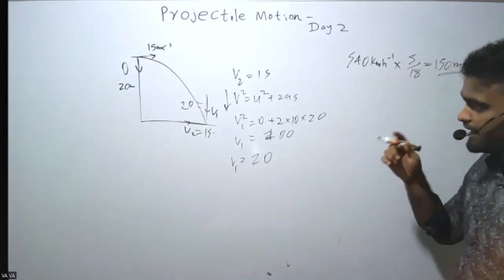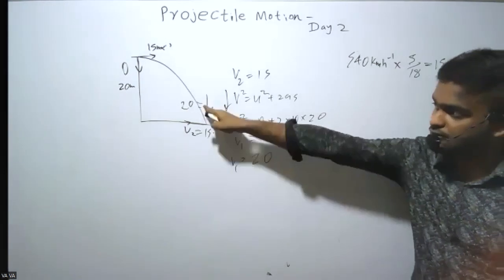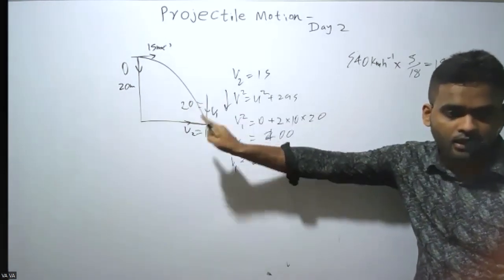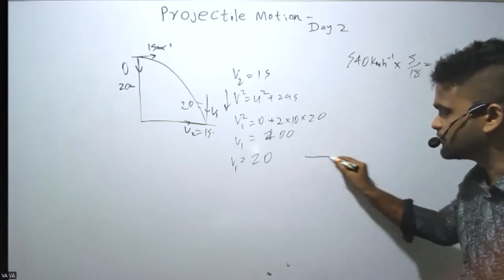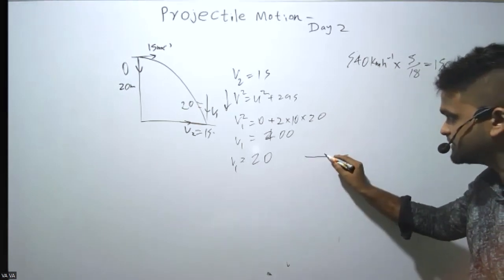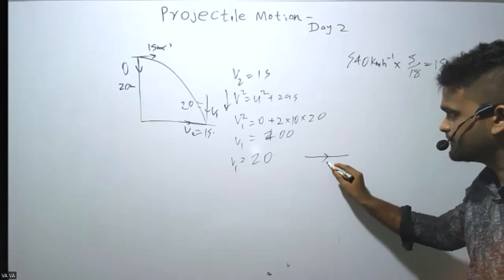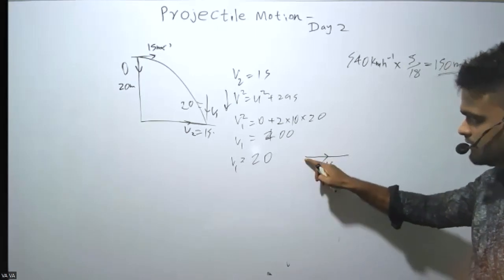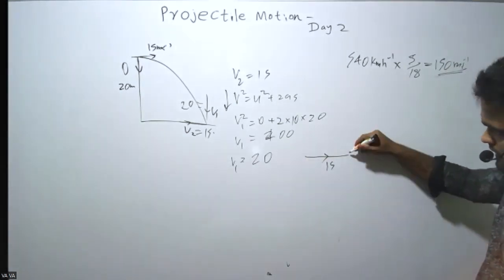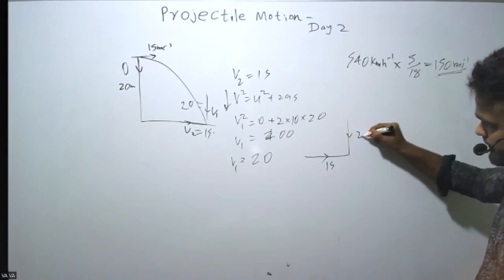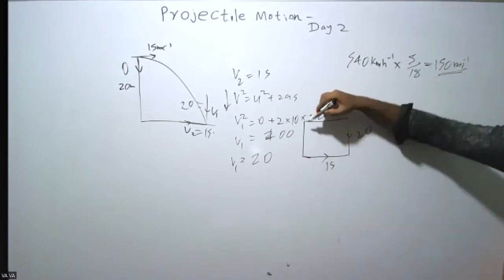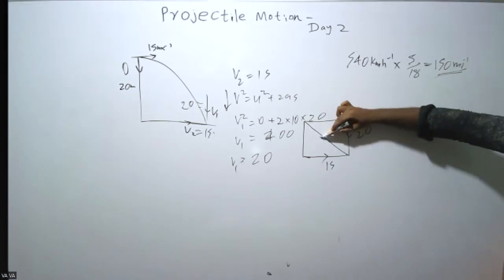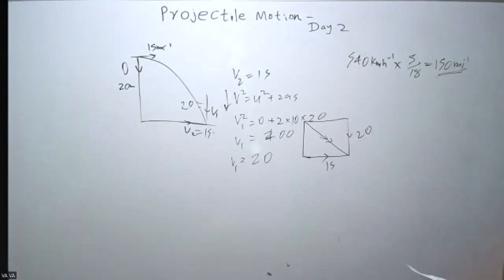Then draw a rectangle in order to find the resultant. They are asking about the resultant. Draw to this side 15, and to this side 20. You draw a rectangle, then the diagonal is the resultant. This is the diagonal which is going to be the resultant.